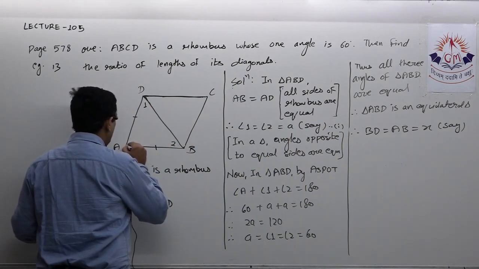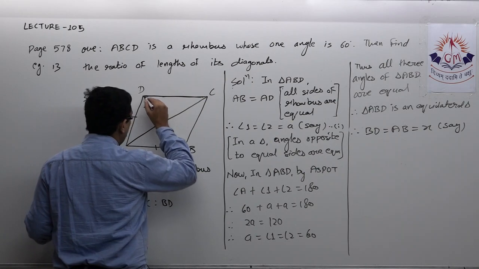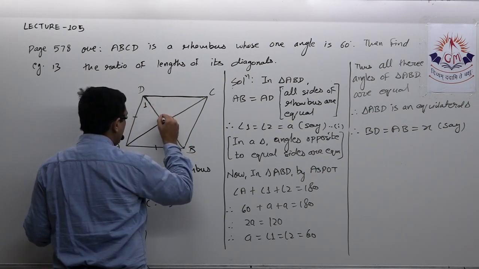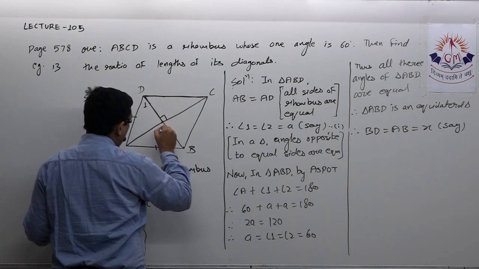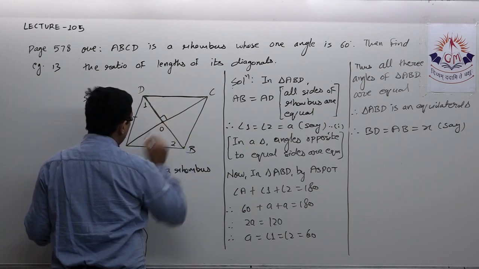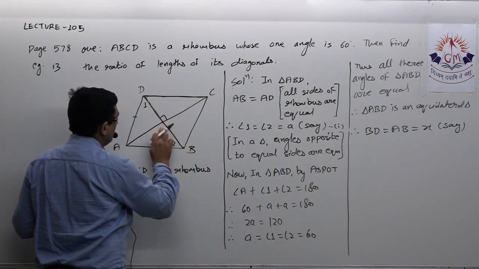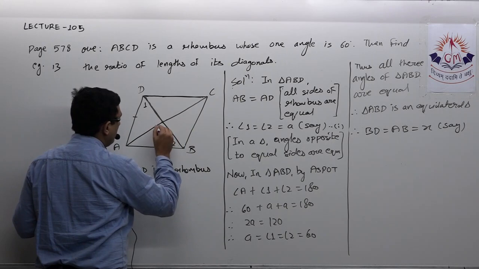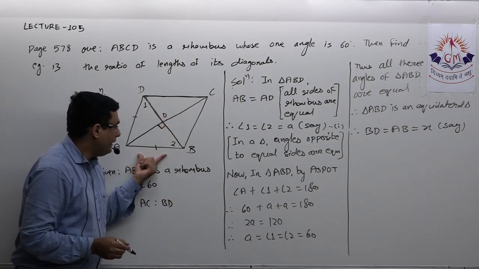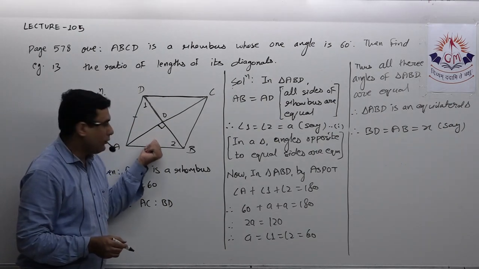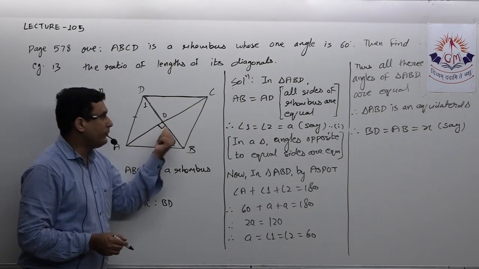Now I need to find the length of the other diagonal. Here I got BD and we know this angle is 90 degrees. So as BD is x, definitely OB will be x by 2. Also I have AB as x, so with the help of Pythagoras theorem I will get the measure of AO, and twice AO gives me AC.